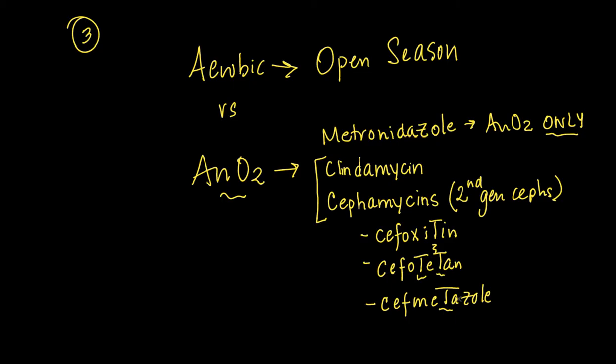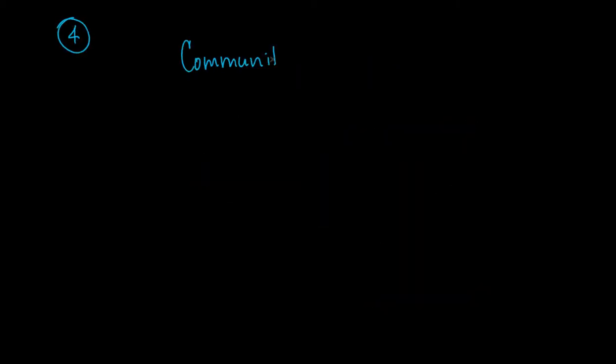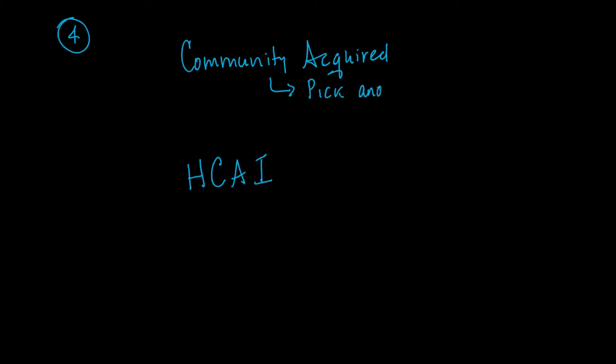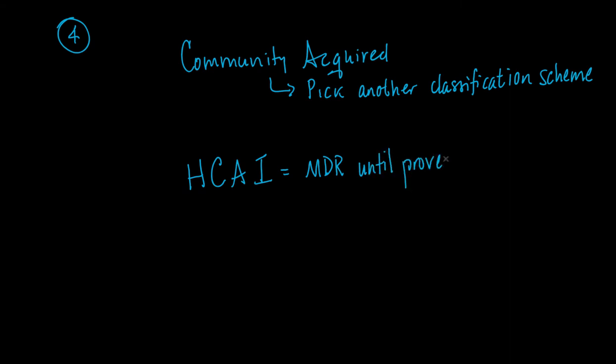The fourth classification scheme is whether or not the infection is community or healthcare acquired. If community, there is no a priori reason to assume MDR strains are involved, and you can default to other classification schemes. By contrast, all healthcare acquired infections, or HCAIs, are MDR until proven otherwise. This means you are going to roll out the serious drugs. Remember, if treating empirically, you always want to cover both gram-positive and gram-negatives.